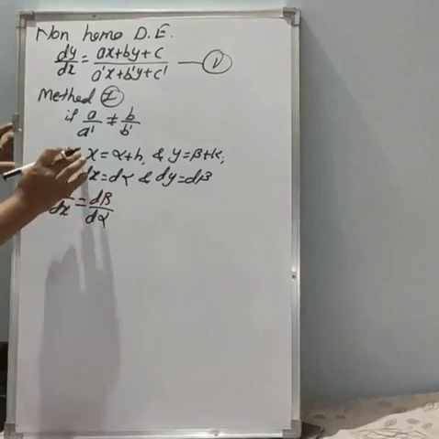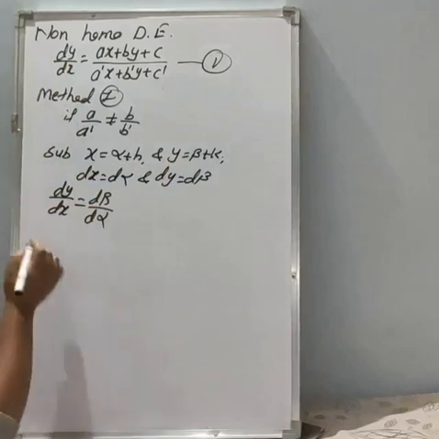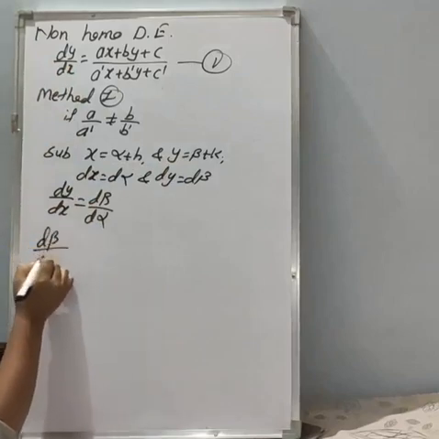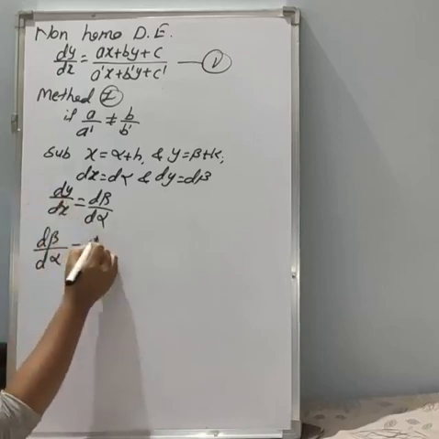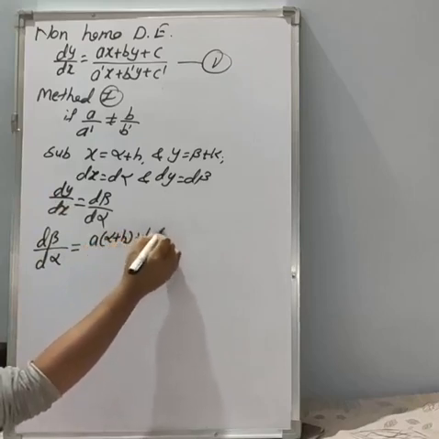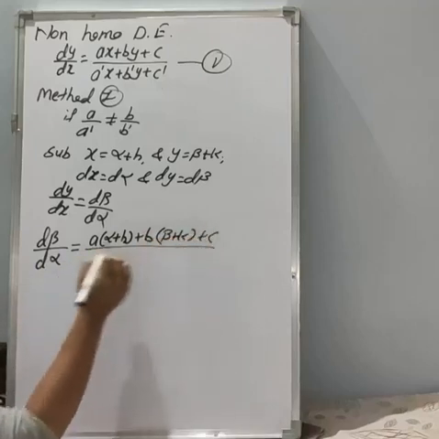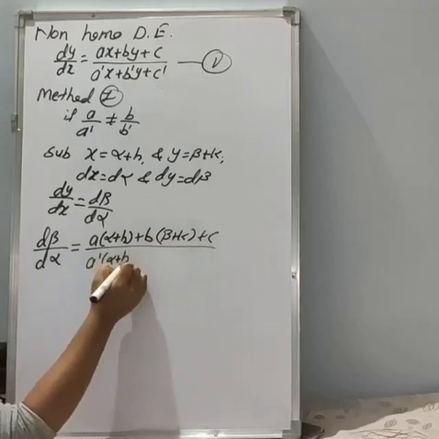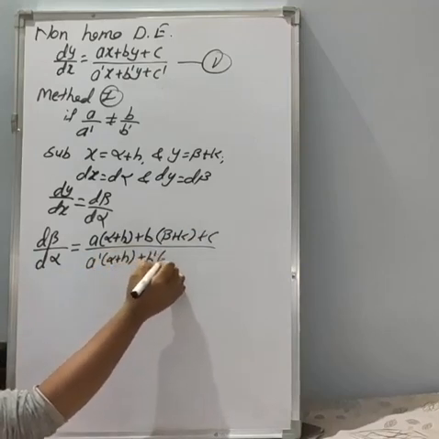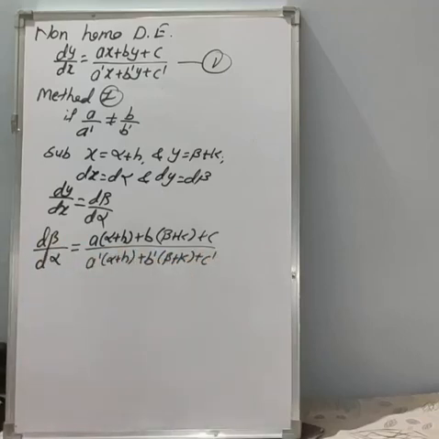Now substitute these x value, y value and dy by dx value in equation 1. Then you will get d beta by d alpha is equal to a into, we have x value is alpha plus h, plus b into, we have y value is beta plus k, plus c as it is, divided by a dash into alpha plus h plus b dash into beta plus k plus c dash. Okay, substitute the value of x, y and dy by dx in equation 1 in terms of alpha and beta.